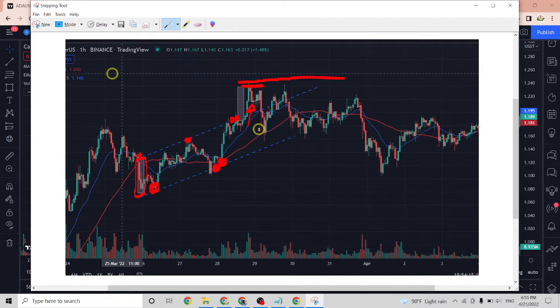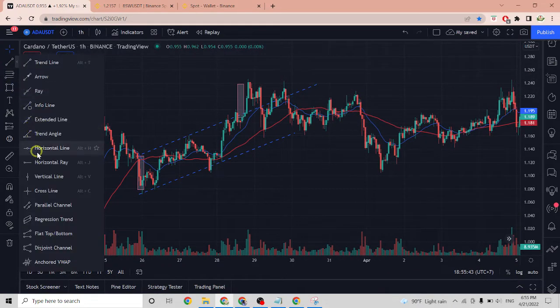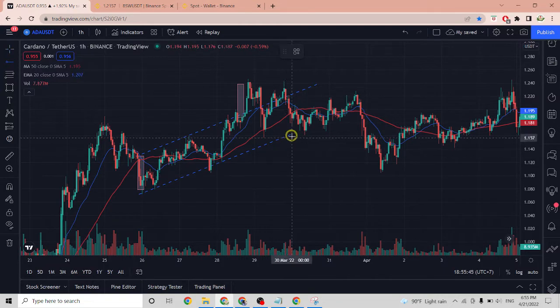Or you can set OCO here. Okay, so you can set OCO. Let's say a horizontal line. Okay, so you buy it here.